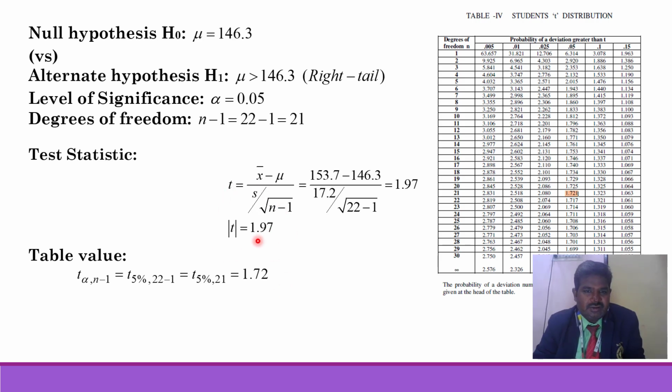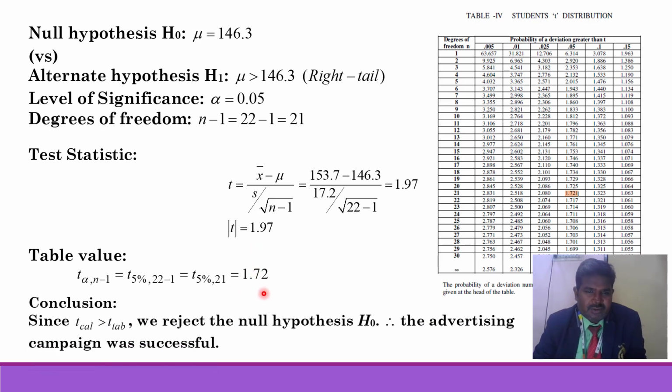Now we look at the observation. Our calculated value is 1.97. Table value is 1.72. Therefore, the calculated value is greater than the table value. So now we reject the null hypothesis H0. Therefore, we accept the alternative hypothesis H1, that is mu is greater than 146.3, which means the advertising campaign was successful.